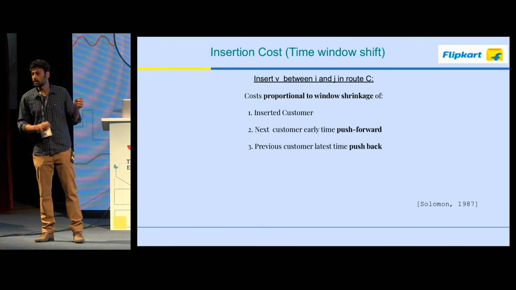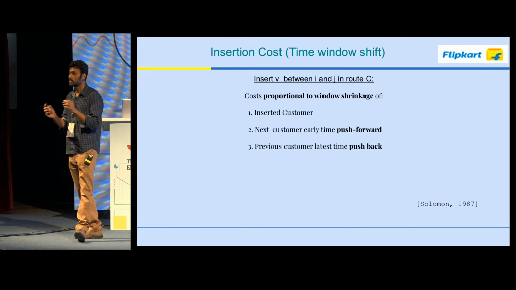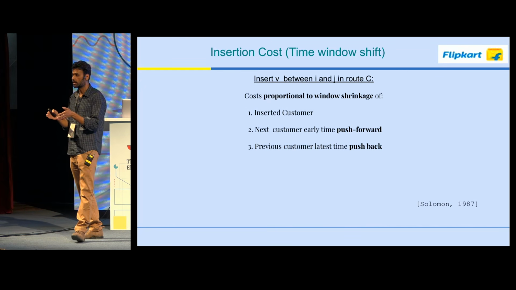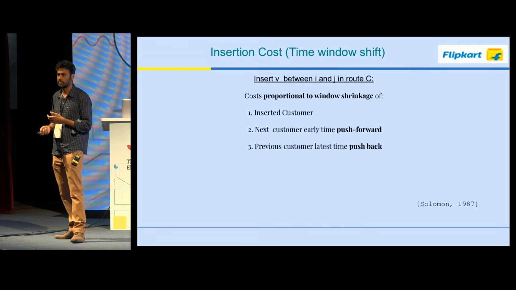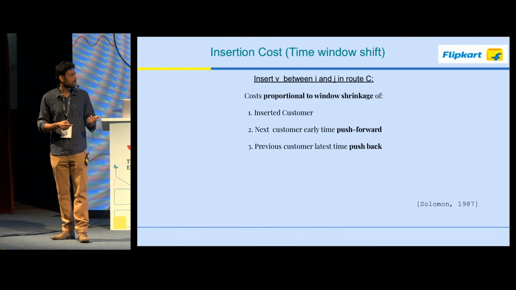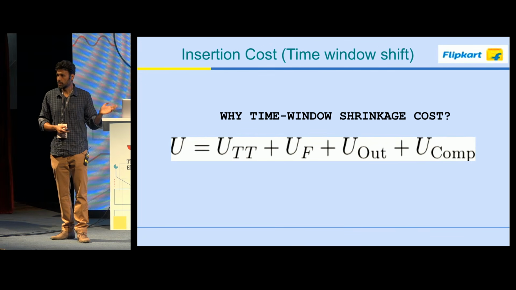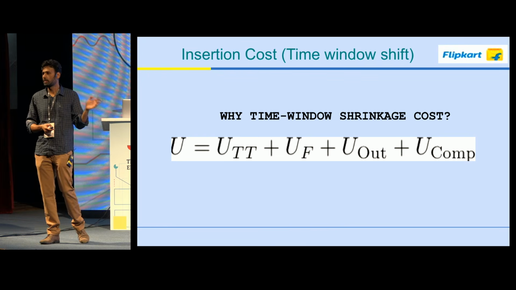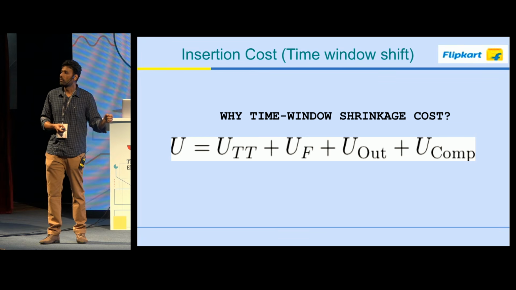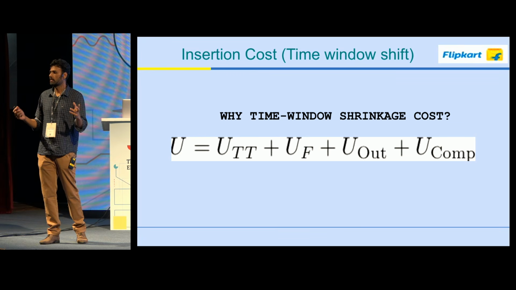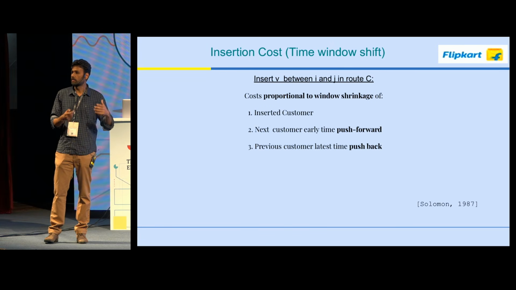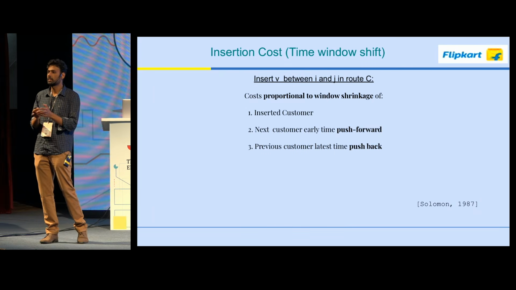And yet, we don't stop there. We also associate a cost with the time window shrinkages of that customer as well as the preceding and the next customer. Now, this should be surprising because our total cost function is this, which I just showed you. It's fairness, compactness, outlier, travel time. There's no extra points for having wide time windows. And yet, when I do the insertion, I'm taking into account the time windows. I'm penalizing cases where it shrinks the windows too much.